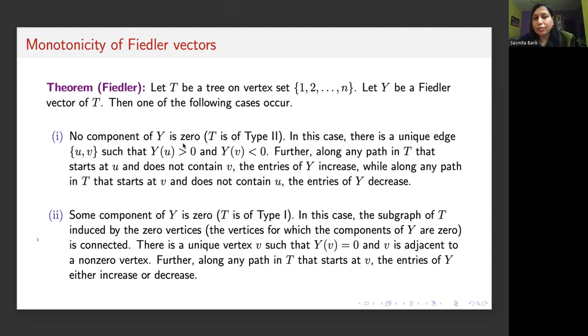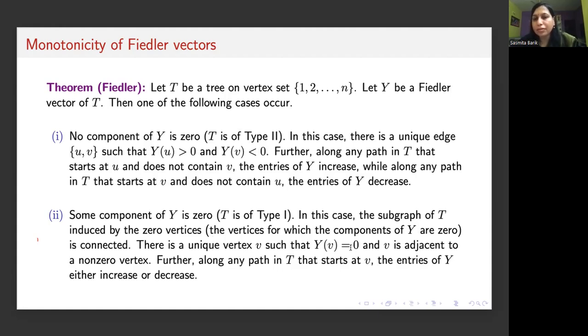One thing is you don't have a 0 component. In that case, there is a unique case that has a positive end vertex and a negative end vertex. So that is a characteristic case. And if you start at U and, while traveling, the path doesn't contain V, then the entries will increase. Similarly, if you start with V and the path doesn't contain U, then the entries will decrease. And a similar thing will happen here.